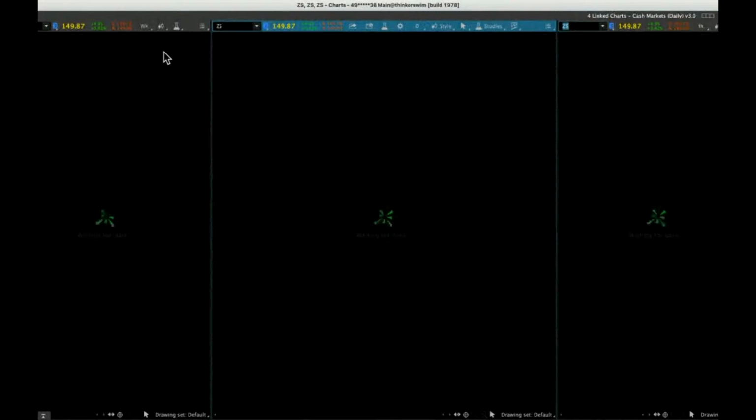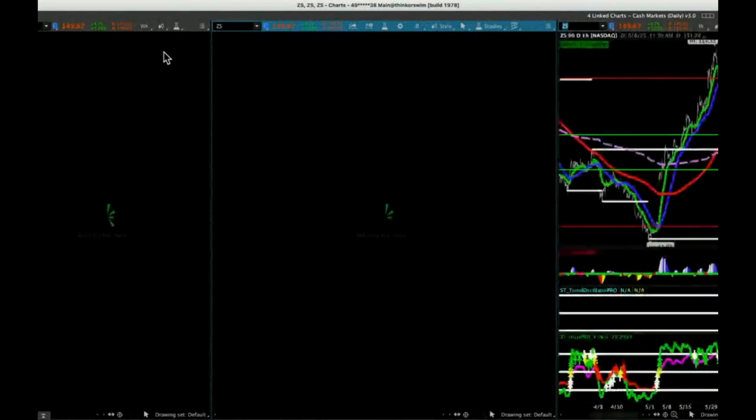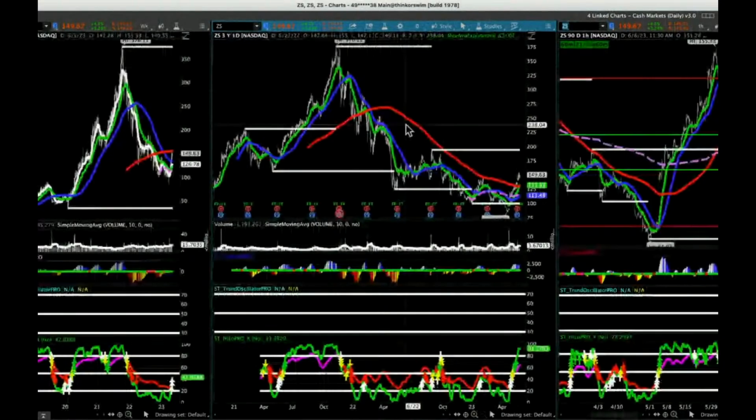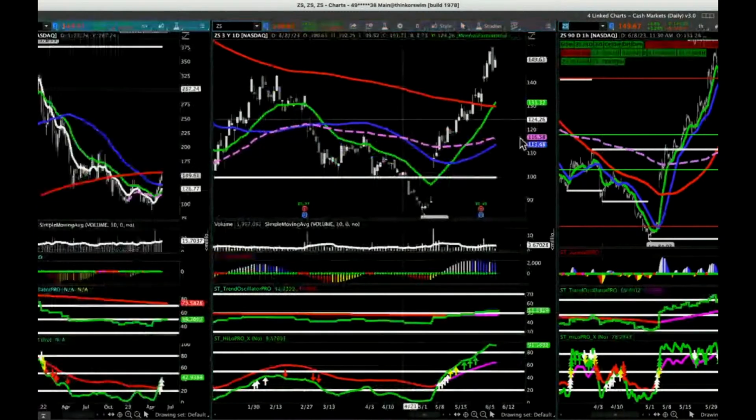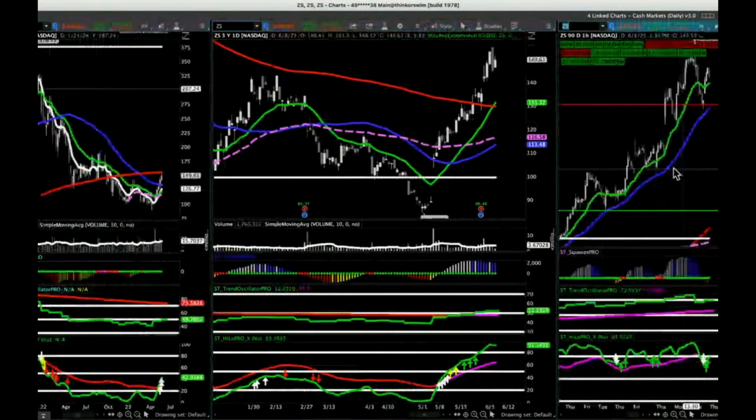It's a little bit tough to show you examples of pullbacks to the 21, especially since we've basically only looked at tech stocks because there has been no real pullbacks to the 21 on tech stocks. So you usually have to use shorter term time frames to find them. So ZS is probably the sloppiest we've looked at.